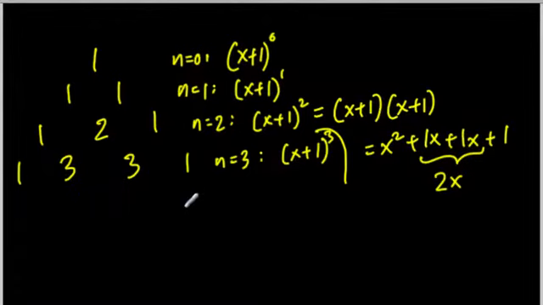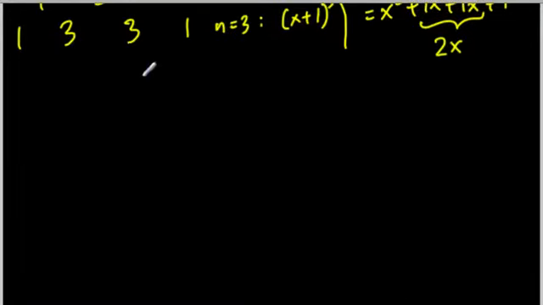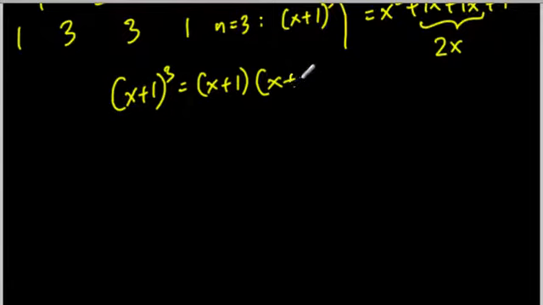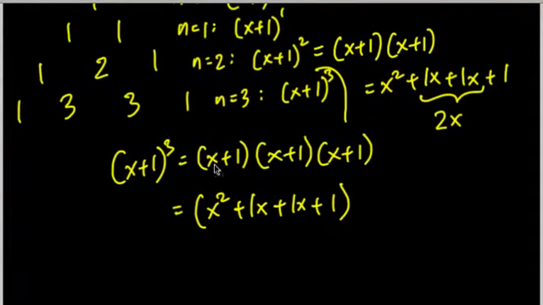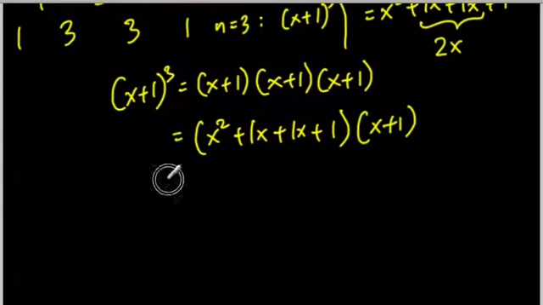Let's try x plus 1 cubed. Let me just scroll down a bit. So let's do x plus 1 cubed, which is x plus 1 times x plus 1 times x plus 1. Let me just combine the first two. So we get x squared plus 1x plus 1x plus 1. That's what we had previously, because this is just x plus 1 squared, the first two terms, times x plus 1. And now let's multiply that out again.